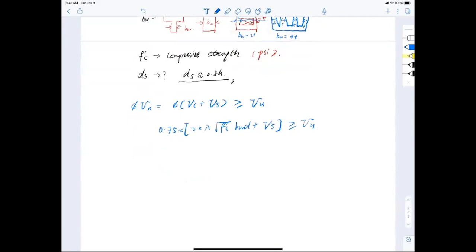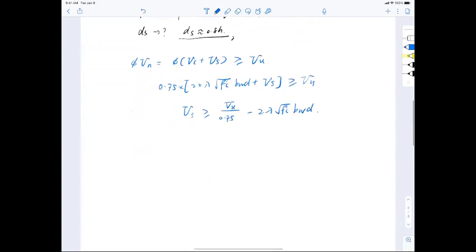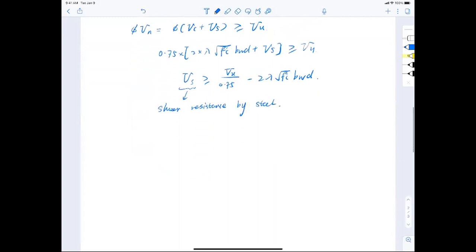When I keep writing it, Vs has to be greater than or equal to Vu divided by 0.75, minus 2 lambda square root of f'c bw d. So now I can get my reinforcement, because this is the shear resistance by steel. But knowing this is not enough. Why is it not enough?